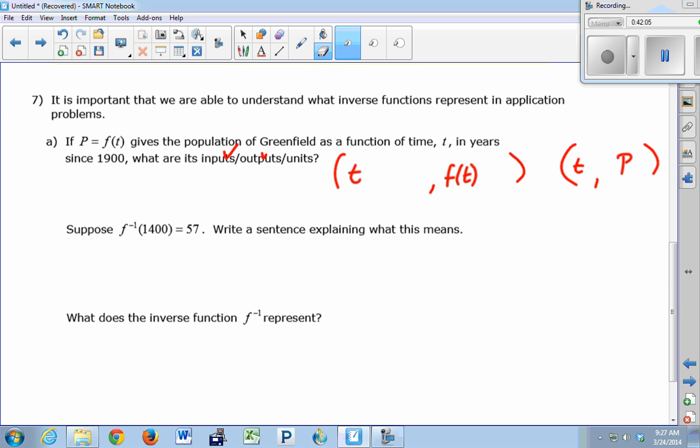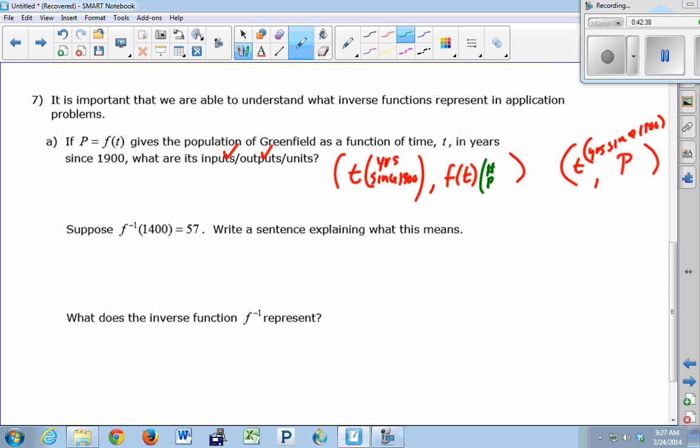We've taken care of the inputs and the outputs. What's the units for t, Caitlin? Right, so this would be years since 1900. Years since 1900. And what would be the units for f of t or p? What would be the units for the population? Number of people. Okay. Number of people. It's always a number.